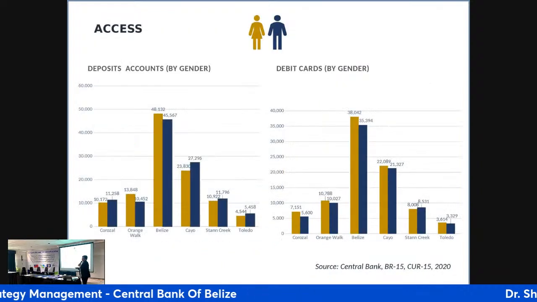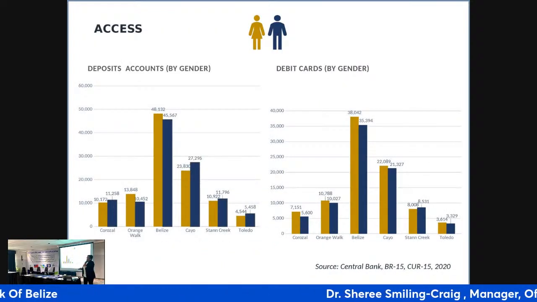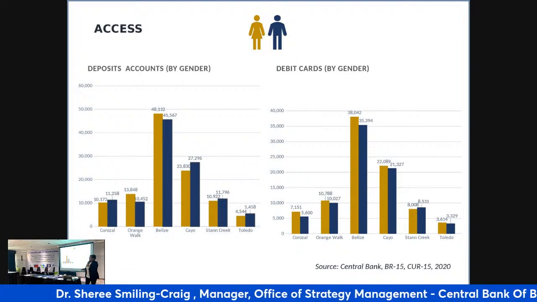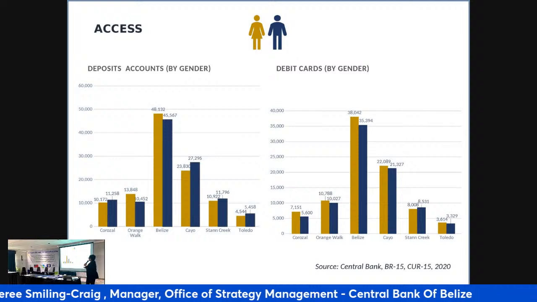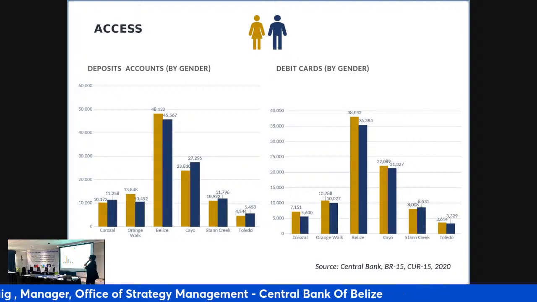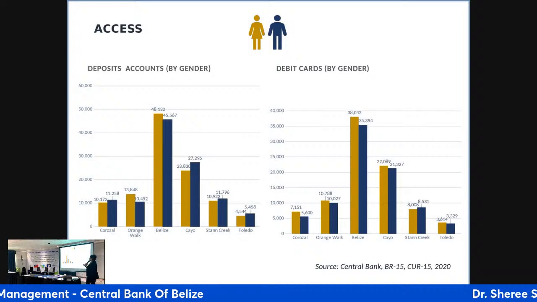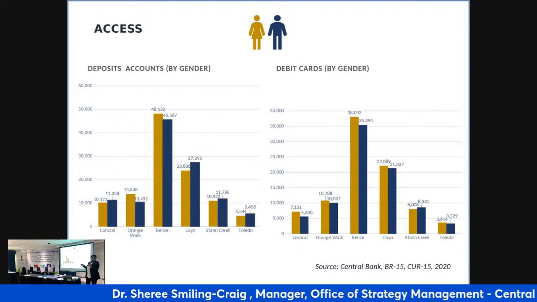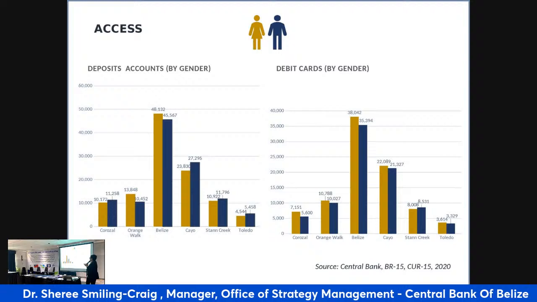Now let's look at access. Deposit accounts by gender. Now we have this data that we collected from the same report by gender. And we will see that deposit accounts for the Belize district are very high. Not much difference, no significant difference, although you will note that the women have more transaction accounts than the men in the Belize district.